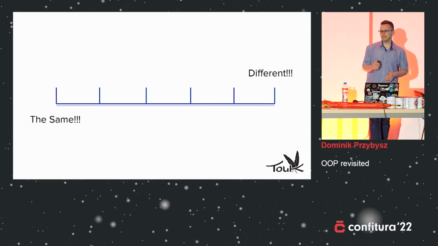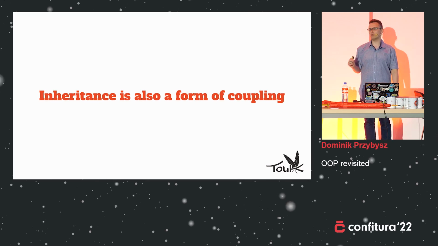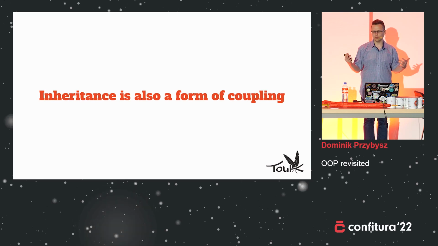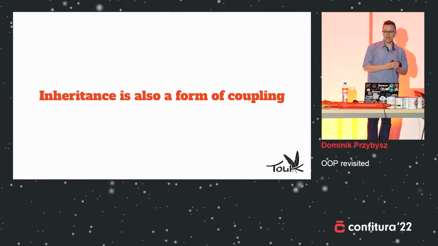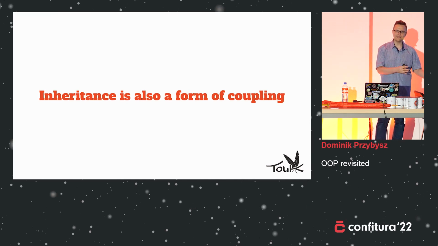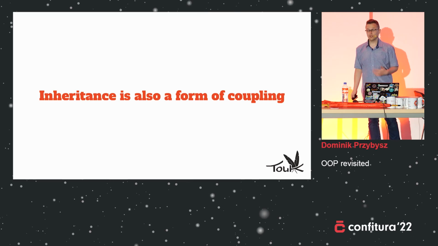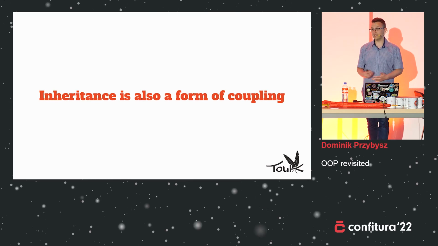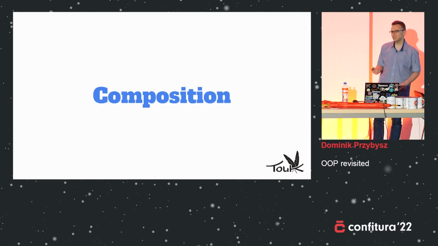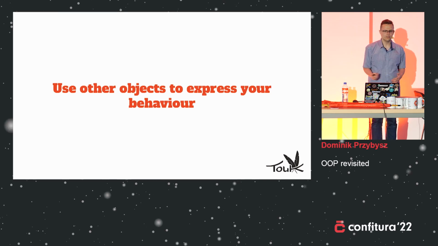So, remember additionally that inheritance is a specific form of coupling, and especially in Java, where you have single inheritance and you cannot extend many classes, it's really tight coupling of your base class with all the specific classes that you have created from that class. So maybe it's a good idea to try something different. And this different thing is composition. Composition is using another object to express your behavior, in simple words.